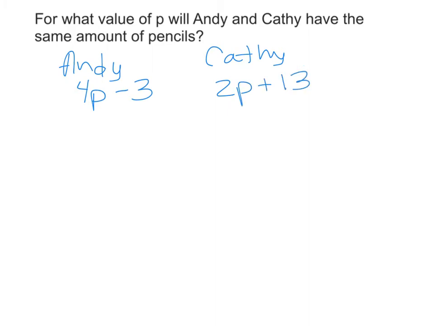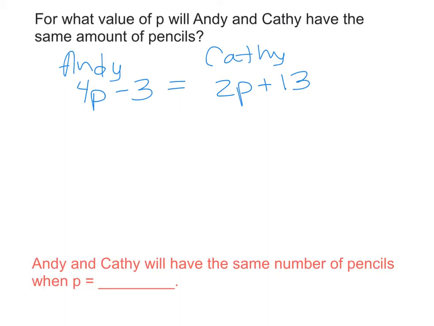We want to find out when they have the same number of pencils. So when they're equal, what will P equal to make them both be equal, to have the same amount? So we're going to solve this algebraic equation for P. Our sentence answer is: Andy and Kathy will have the same number of pencils when P equals blank.